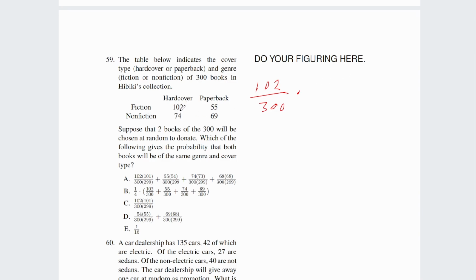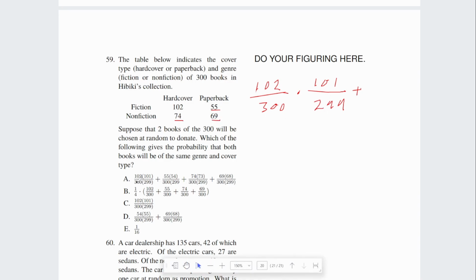Now that we've gotten rid of one of these, it's 101, and we've gotten rid of one total book, so it's 299, and this is our chance of fiction hardcover twice. But we need to realize that we're not just asking about fiction and hardcover, we're asking about the probability that you draw the same type of book twice out of any of these 4 types of book. Which means that this is actually only one small part of it. We also need to do the same thing for paperback fiction and hardcover nonfiction and paperback nonfiction.